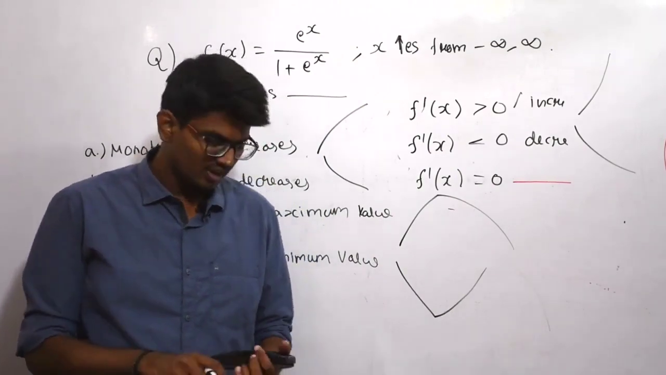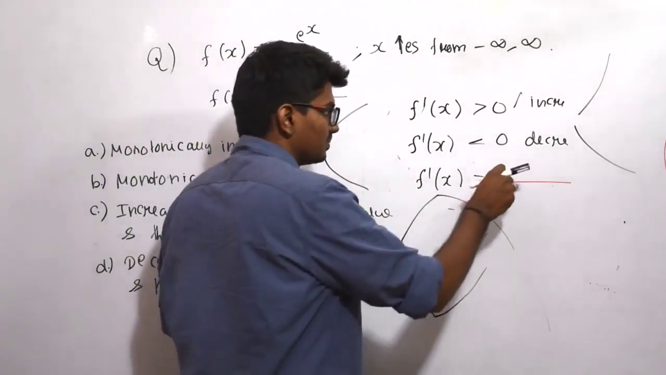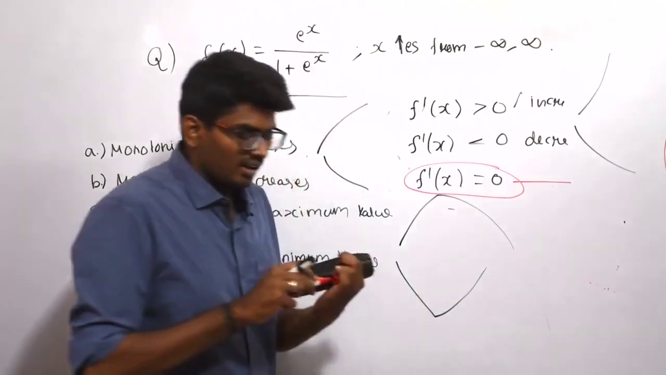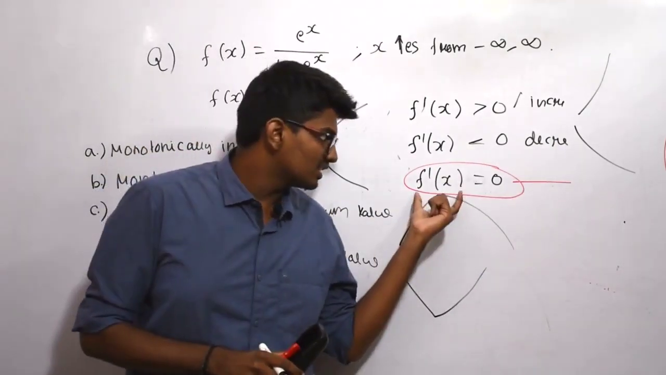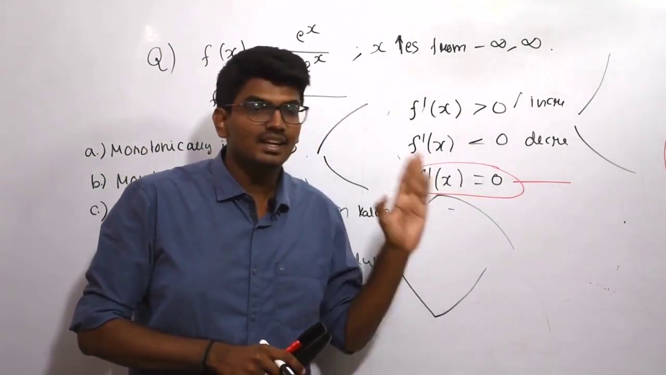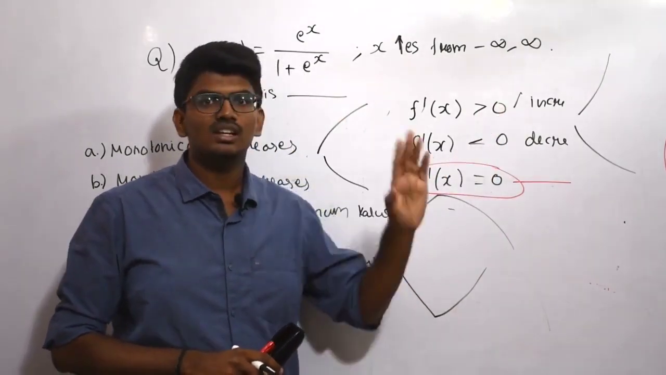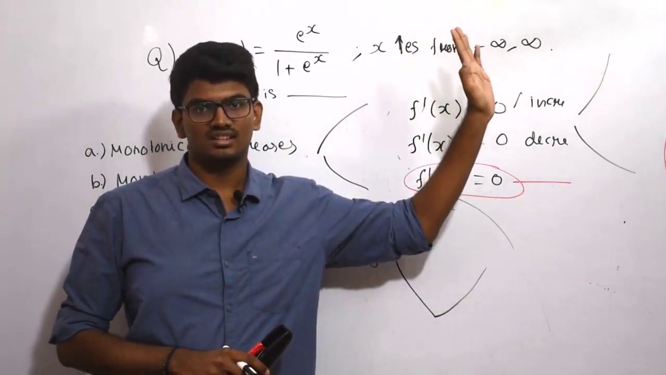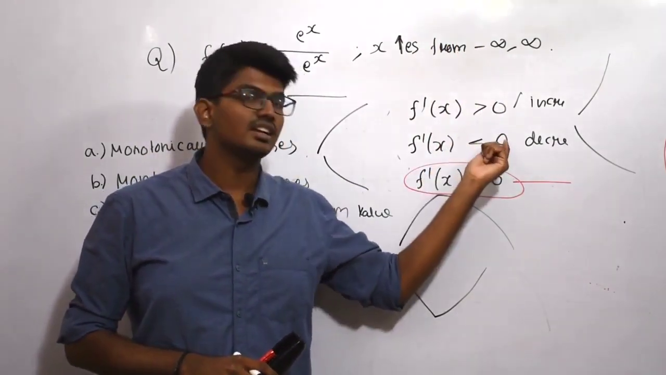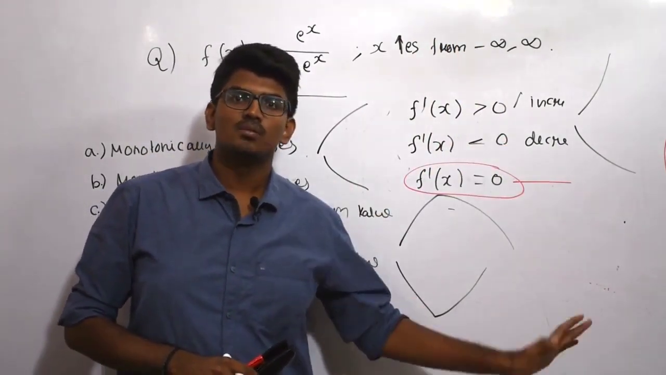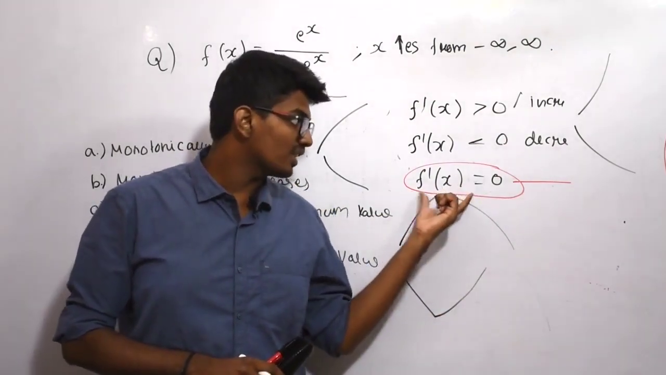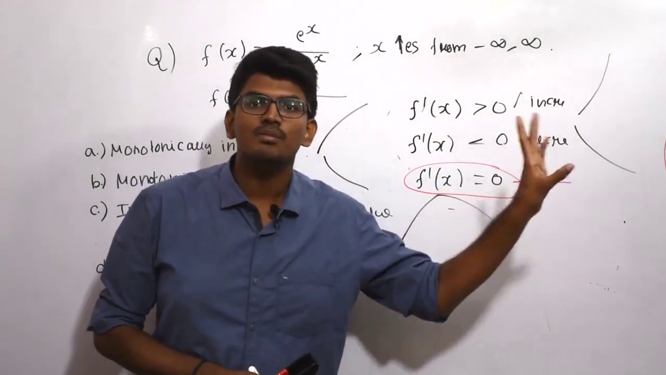What is that value? Nothing but f dash of x. Simple. If I find f dash of x and if f dash of x is greater than 0, then surely the function is monotonically increasing. If f dash of x is less than 0, then surely the function is monotonically decreasing. If f dash of x is equal to 0, then there are many possibilities.